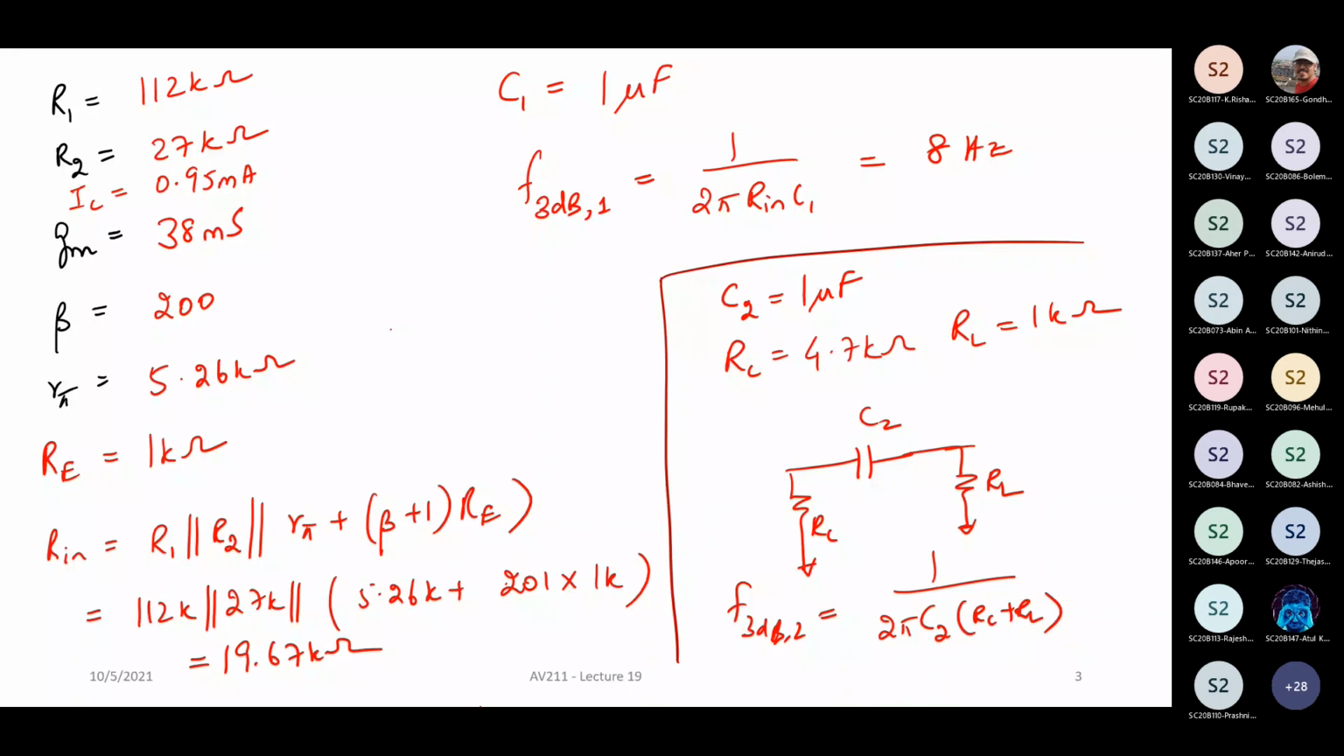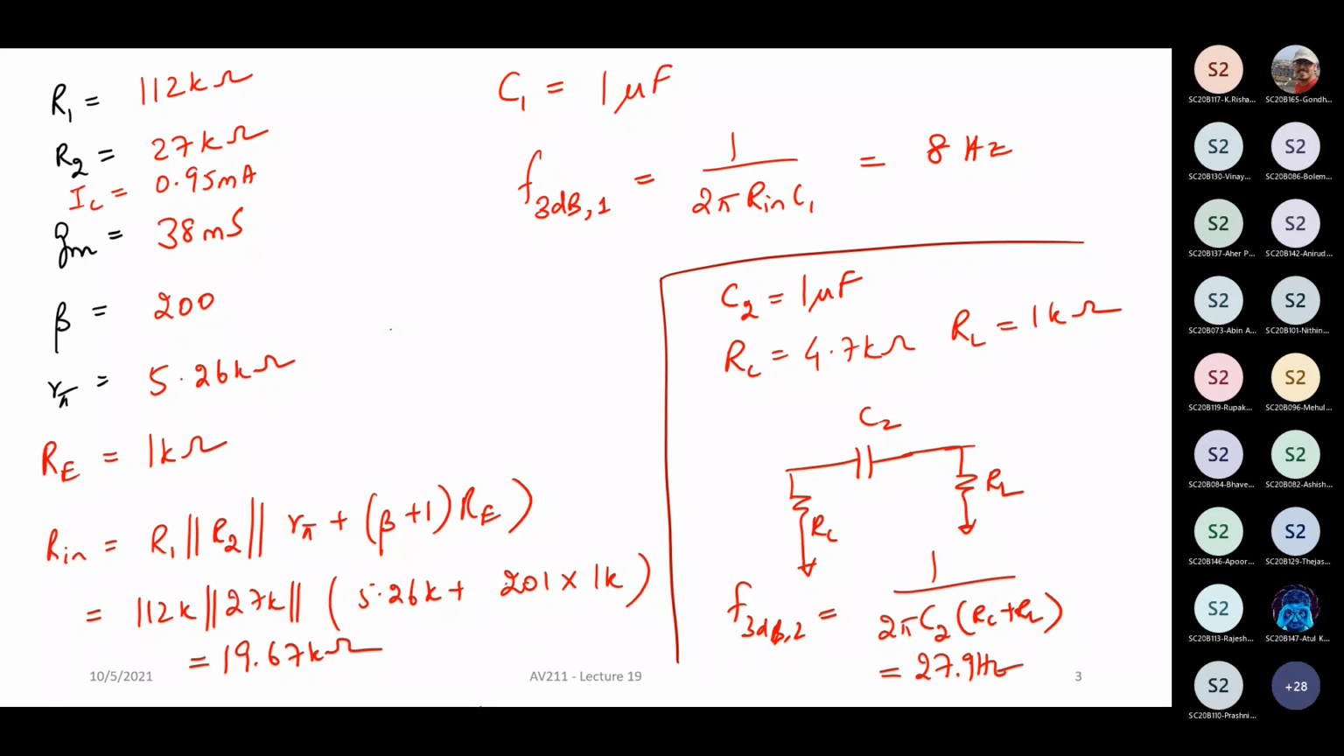So if you calculate that, it becomes 2 pi into C2, which is 1 microfarad, into 4.7 plus 1, 5.7K. So you have around 27.9 hertz. Okay. So this is your second pole. Now you don't have CE, so that doesn't come into the picture. Now, basically what happens is you have two poles which are not very far apart, right?